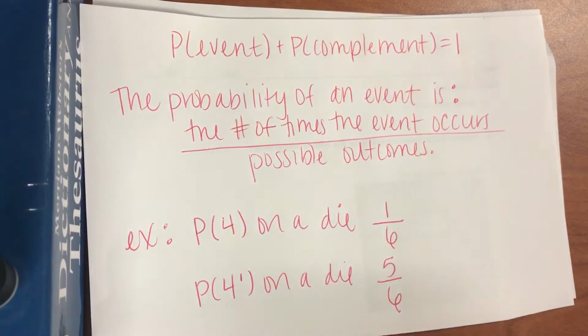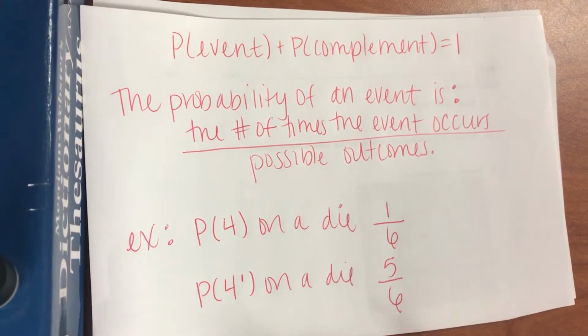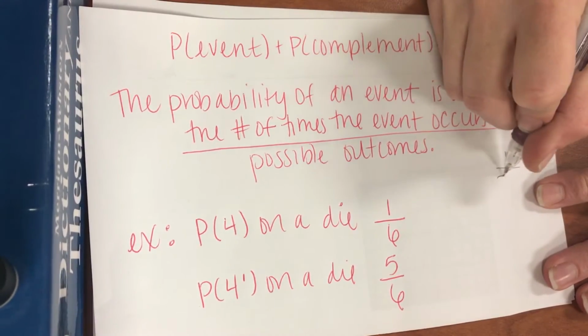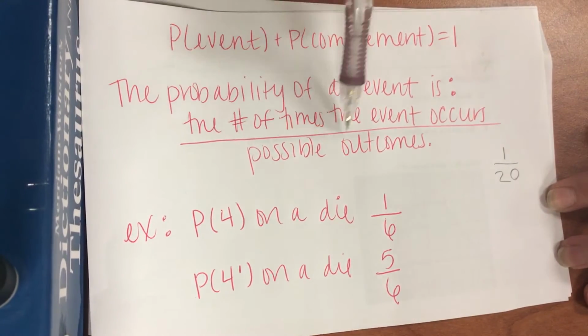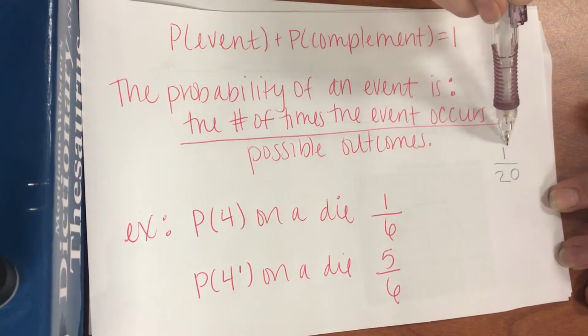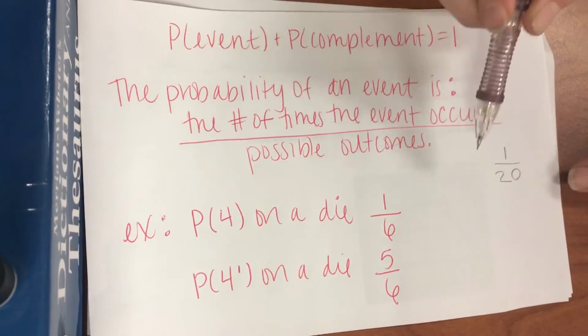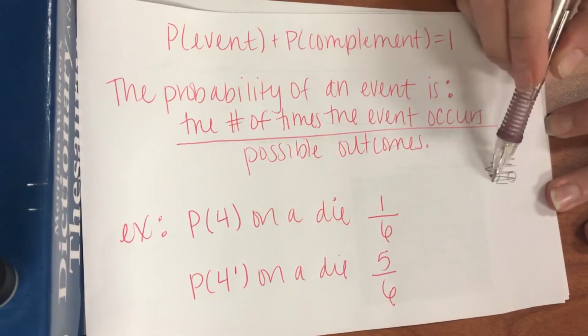The probability of an event is the number of times the event occurs over the possible outcomes. We just wanted to reiterate that to you guys. For example, we didn't get the water bottle to land on its cap too much. It was about 1 out of 20 trials that we landed it on the cap. So the event occurred only once out of 20 possible outcomes.